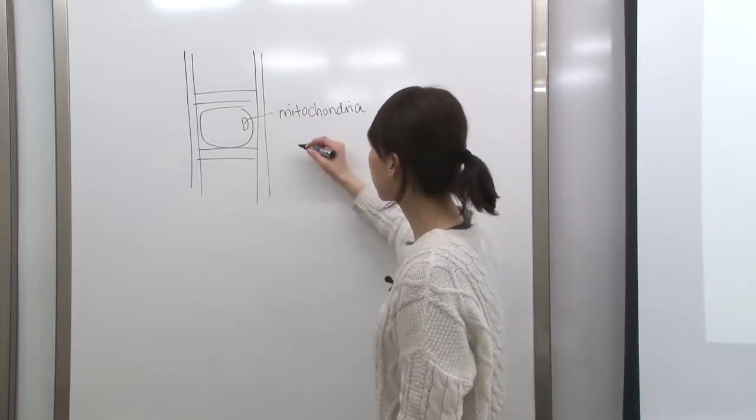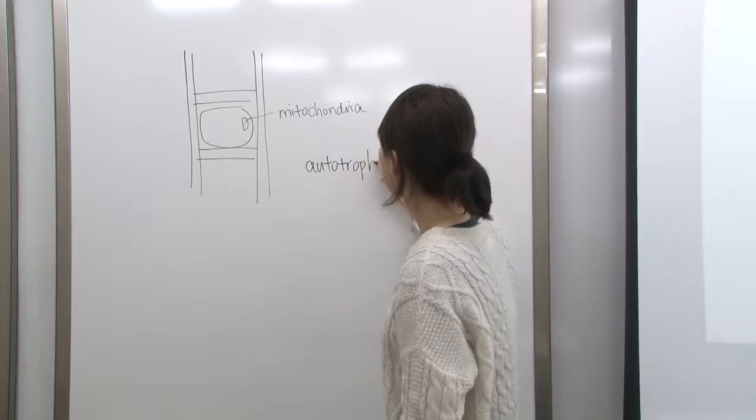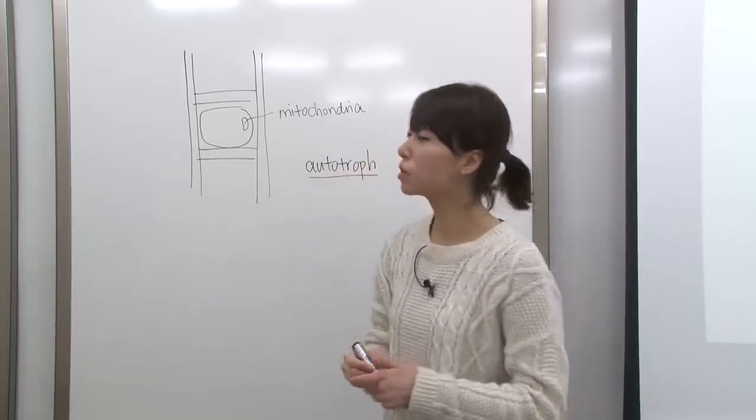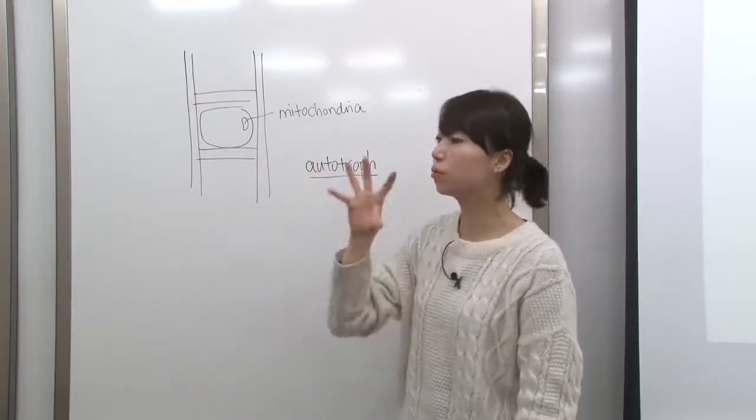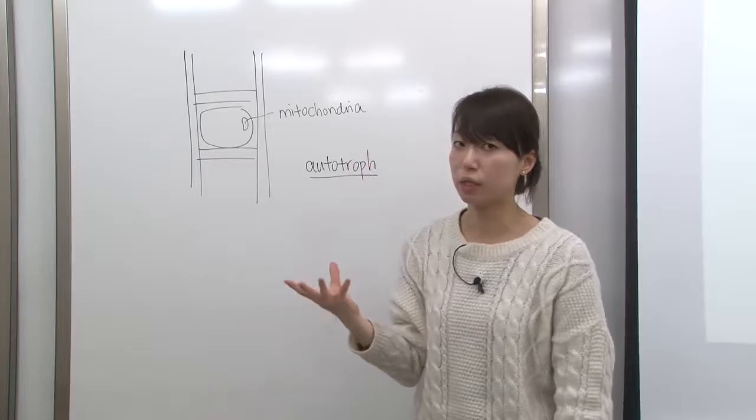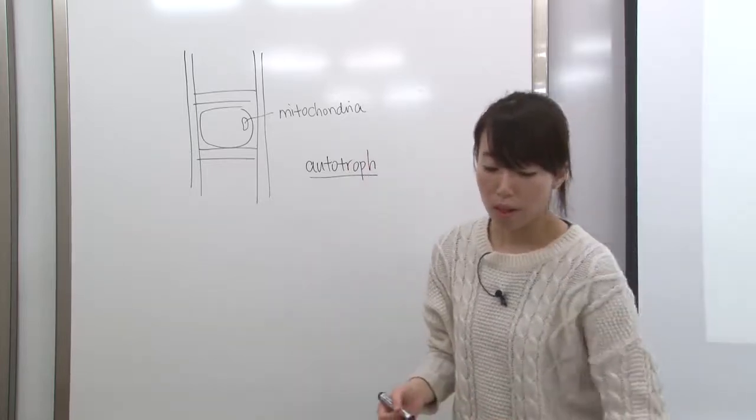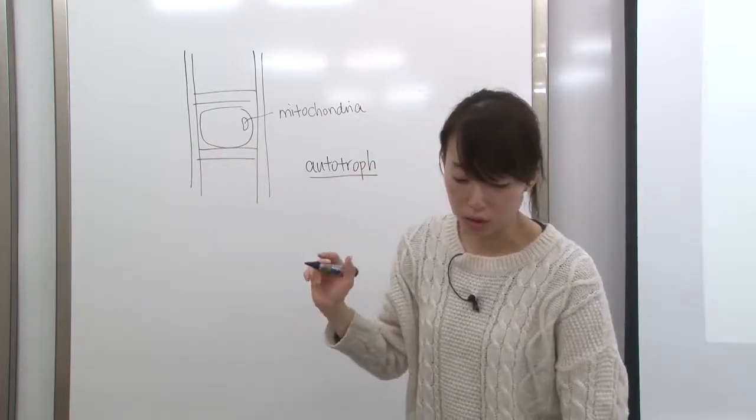So plants are called autotrophs, because they don't really eat food, but they just produce a food source. They just produce a carbon source from the light, okay? So the reaction for photosynthesis is actually this.